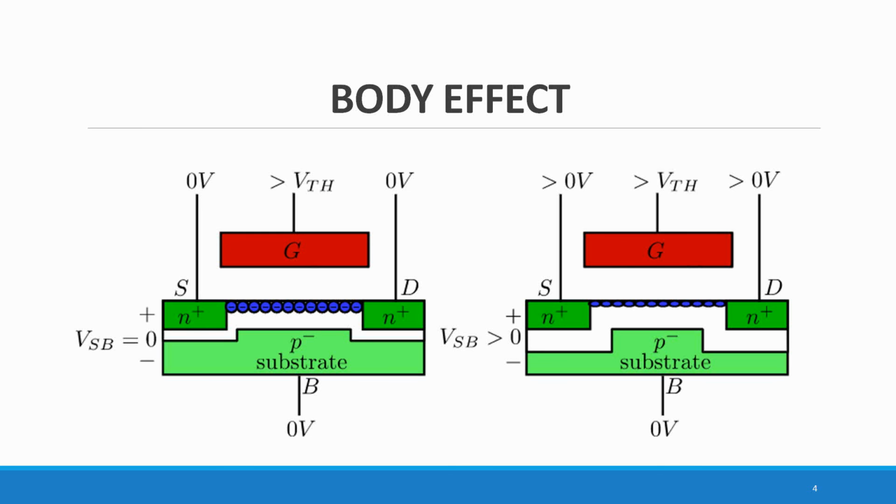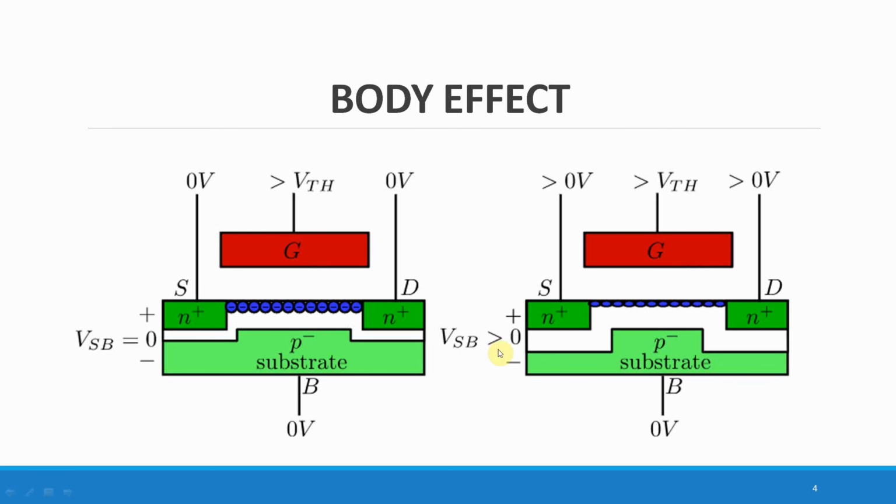So say VTH is equal to 1 volt, and I have applied 1 volt at the gate terminal, and the channel is just about to be created. The creation of this channel has not been completed, it's about to complete, and all these negative charges have been accumulated at the source and drain, and the current is about to flow.